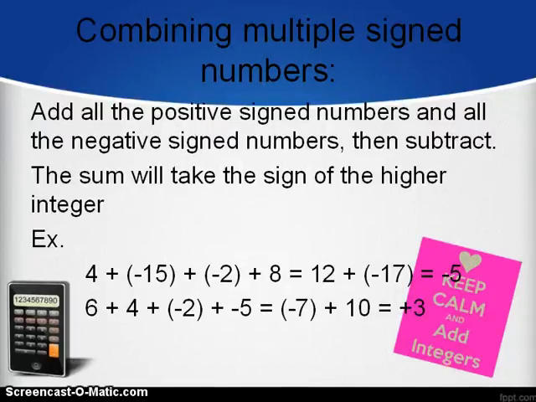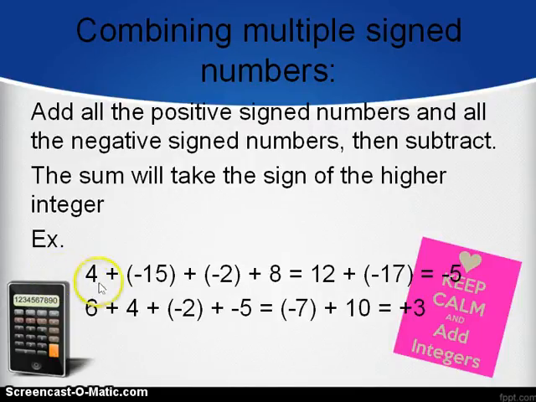Now, if we are to add multiple signed numbers, we have to add all the positive signed numbers and all the negative signed numbers, then subtract. So the sum will take the sign of the higher integer. So these are the examples.